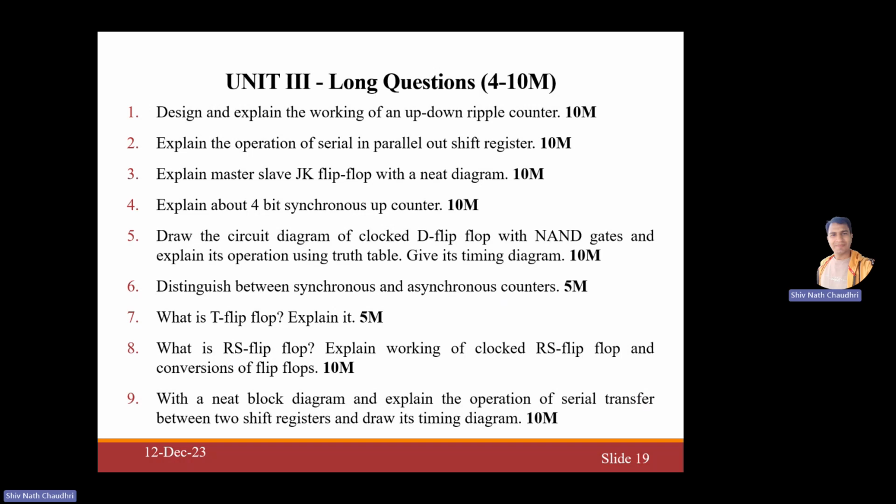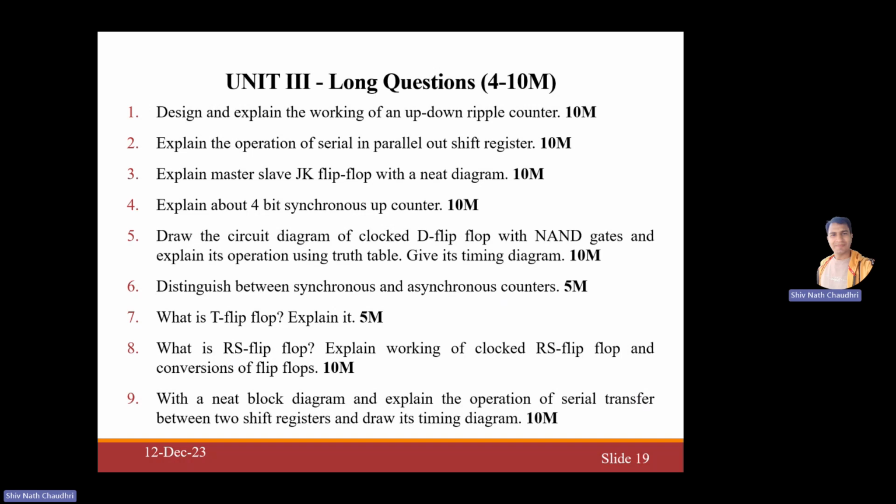The sixth one is to distinguish between synchronous and asynchronous counters. This time this question is asked for 5 marks. Previously you have seen that this difference was asked for 2 marks, but this time it is asked for 5 marks. That means you have to write the difference exhaustively, taking like 8 to 10 points, not mentioning only a few points. Maybe 2 or 3 points is sufficient for 2 marks, but for 5 marks you have to write this question in a very explained manner.